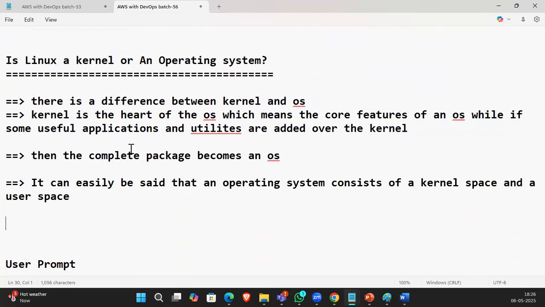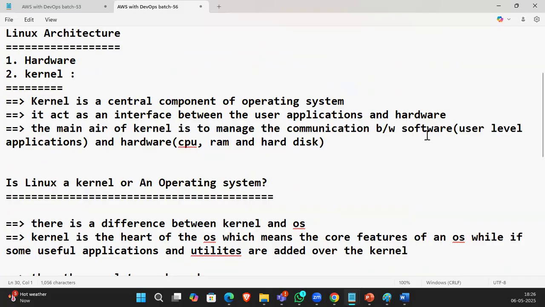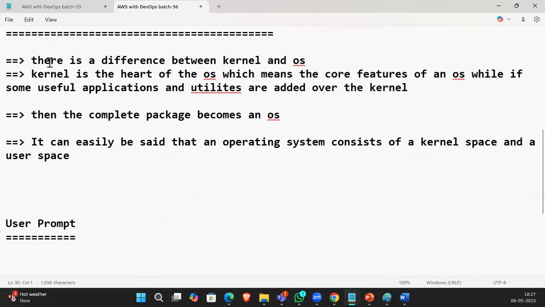Kernel is the communication between the software and hardware. So there is a difference between kernel and OS. Kernel is the heart of the OS, which means the core features of the OS. While if some useful applications and utilities are added over the kernel, then the complete package becomes an OS. It can easily be said that the operating system consists of a kernel space and a user space. Guys, understood?